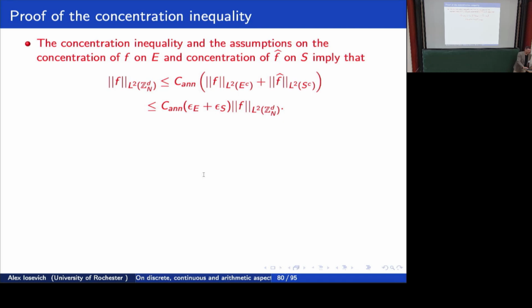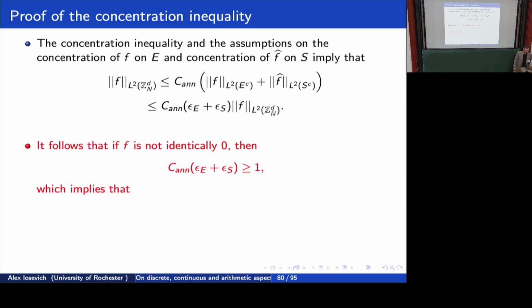All right. And so how do you prove this? It's completely direct. The L2 norm of F is bounded by the annihilation constant, whatever it is, times the L2 norm on E complement plus the L2 norm on S complement of the Fourier transform. We apply the concentration assumption. This is bounded by the annihilation constant times epsilon E plus epsilon S times the L2 norm of F. We cancel the norms and we get the inequality.